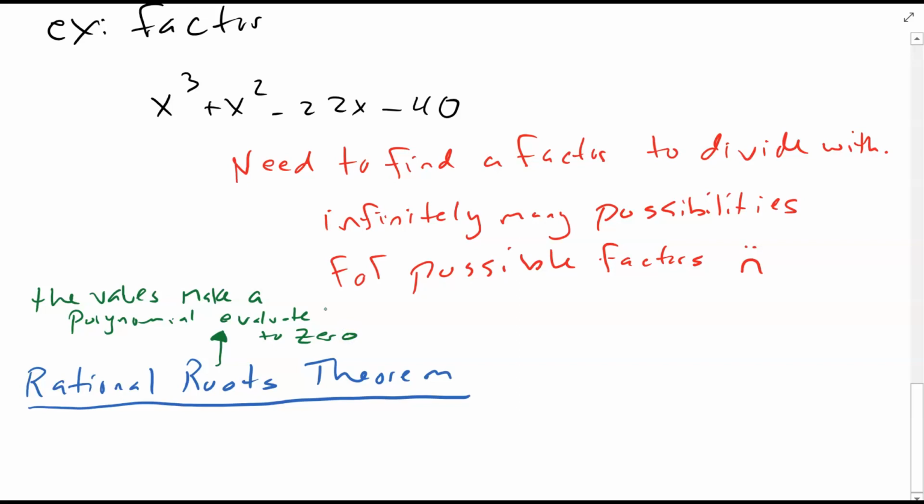So the roots are just the values that make a polynomial evaluate to 0. They're basically the same thing as the solutions to the polynomial equation.